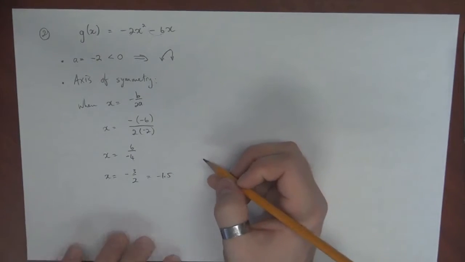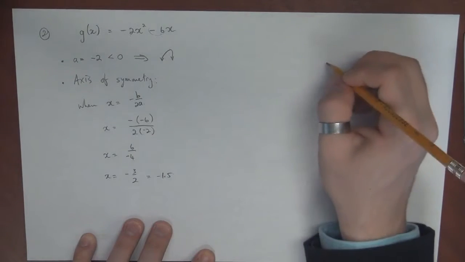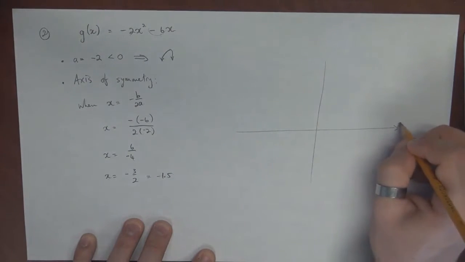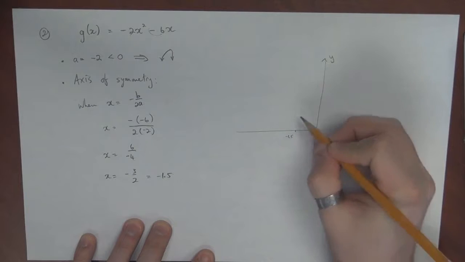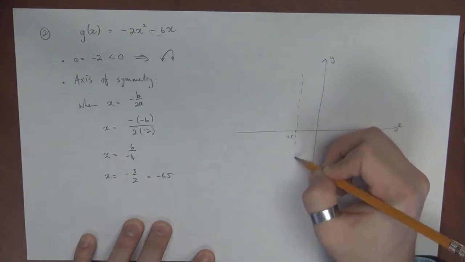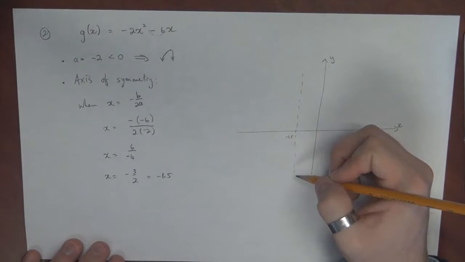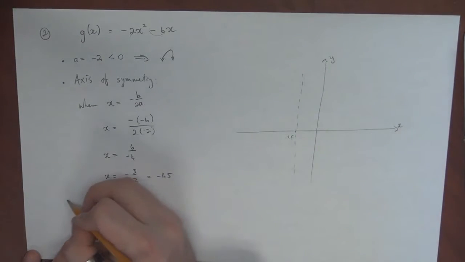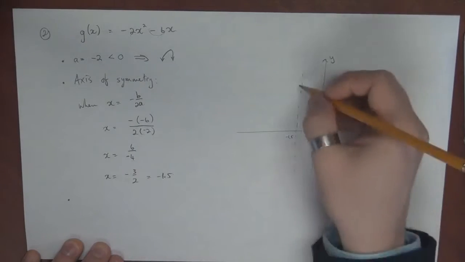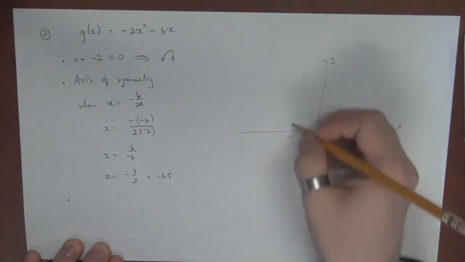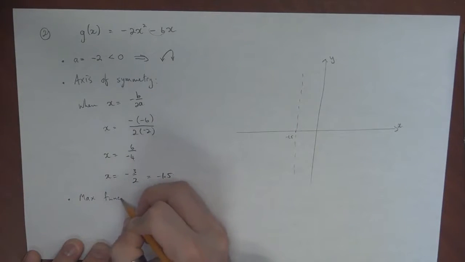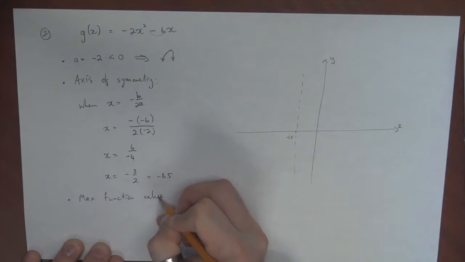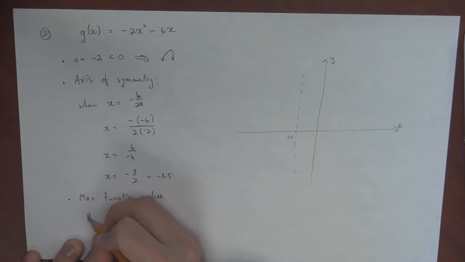Doesn't really matter. So let's get a graph going here to see where I'm at with this parabola and update it as we go. So I'm sitting over here at negative 1.5, and that's where my axis of symmetry is. Now I want to find out, where do I sit on this line? Where does my maximum value, my maximum point sit on this line? So I want to find the maximum function value, and that is when x is equal to negative 1.5.